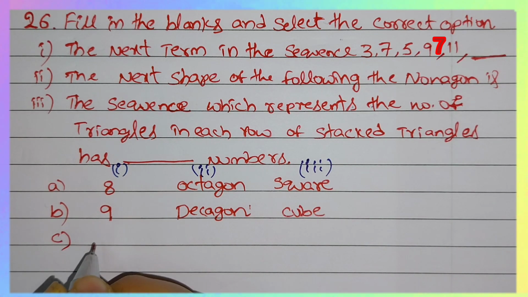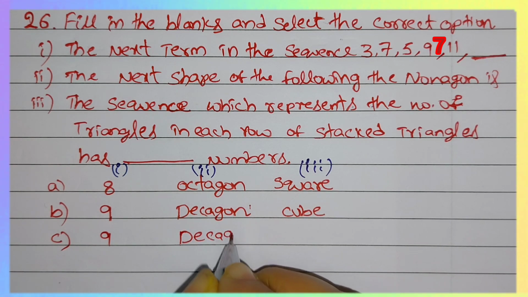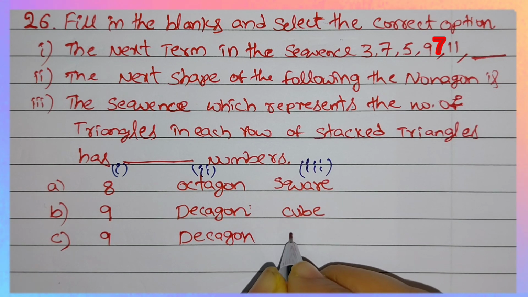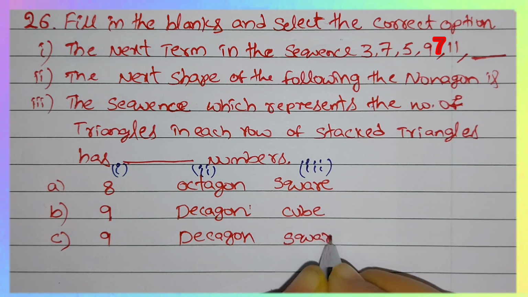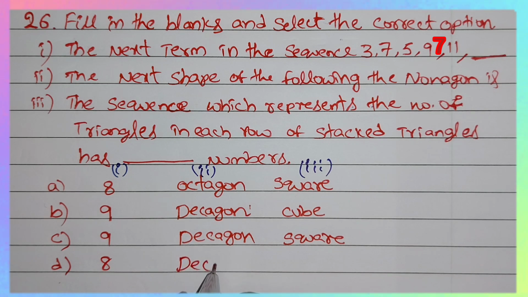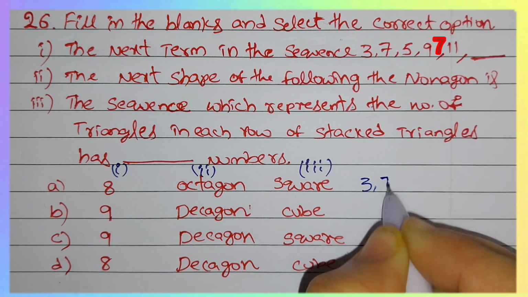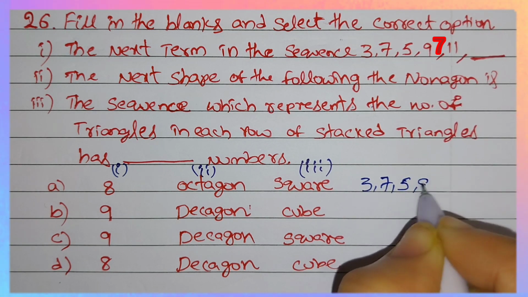In the first question we have to find the next term in the sequence, and in the next one we have to find the next shape of the following. Next, the third question, the sequence which represents the number of triangles in each row of the stacked triangles has dash numbers. They gave 4 options. In the first question they asked what is the next term in the sequence, and the sequence is 3, 7, 5, 9, 7, 11. We have to find the next number.